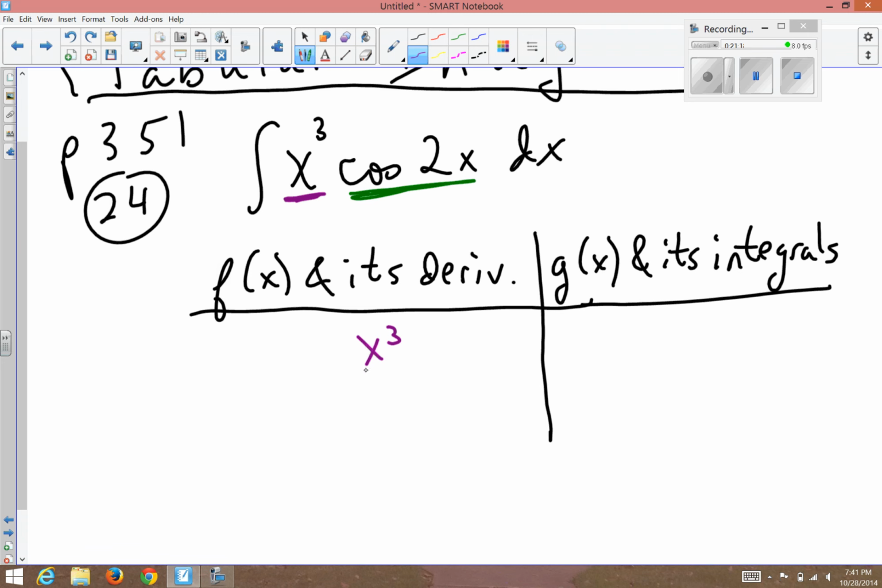So the derivative of x cubed is 3x squared. The derivative of that is 6x. The derivative of that is 6. And the derivative of 6 is 0. If this didn't go down to a 0, then we put the wrong function in this column. Cosine 2x, if you keep taking the derivative, is never going to end up in 0. But x cubed does. And this method won't work unless one of the functions gets down to a 0 when you keep differentiating. The other function is cosine 2x.